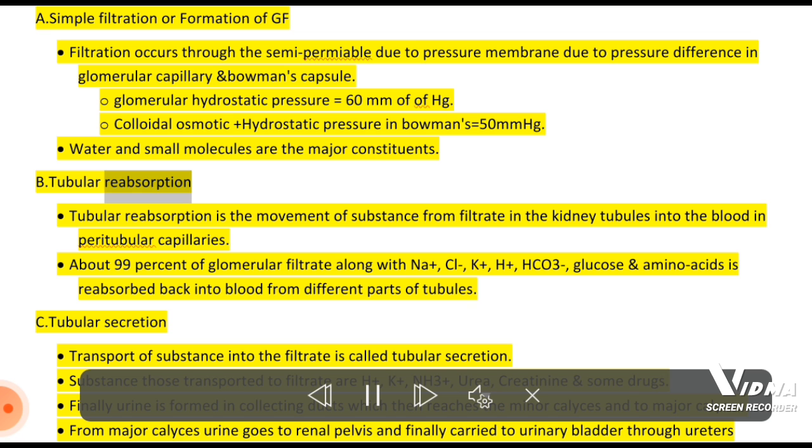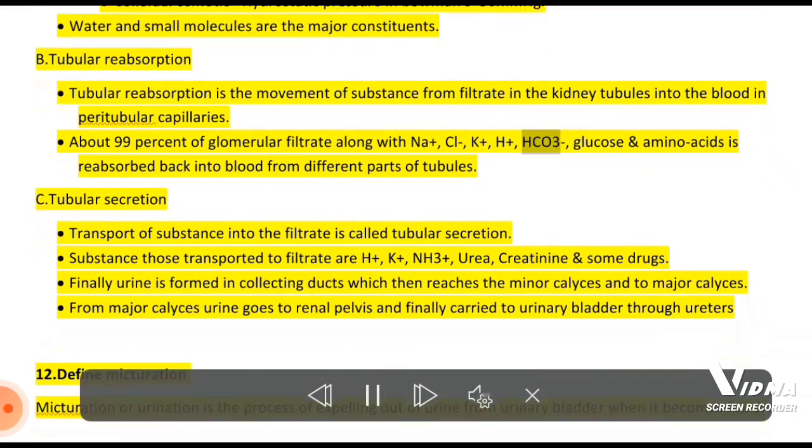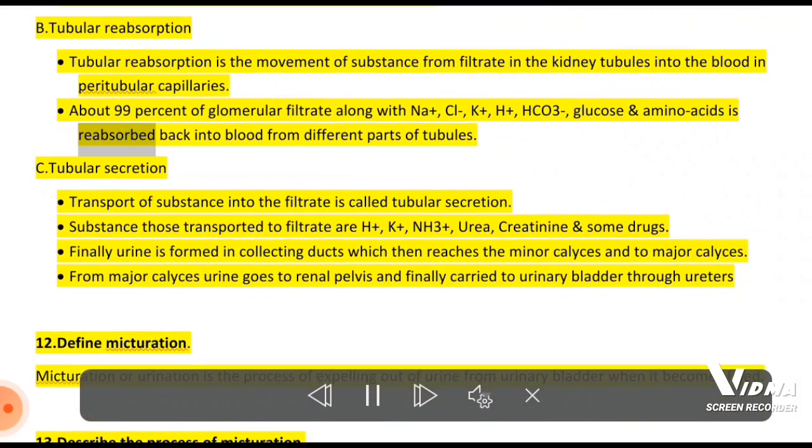B. Tubular reabsorption. Tubular reabsorption is the movement of substances from the filtrate in the kidney tubules into the blood in the peritubular capillaries. About 99% of the glomerular filtrate, along with Na+, Cl-, K+, H+, HCO3-, glucose and amino acids, is reabsorbed back into the blood from different parts of the tubules.